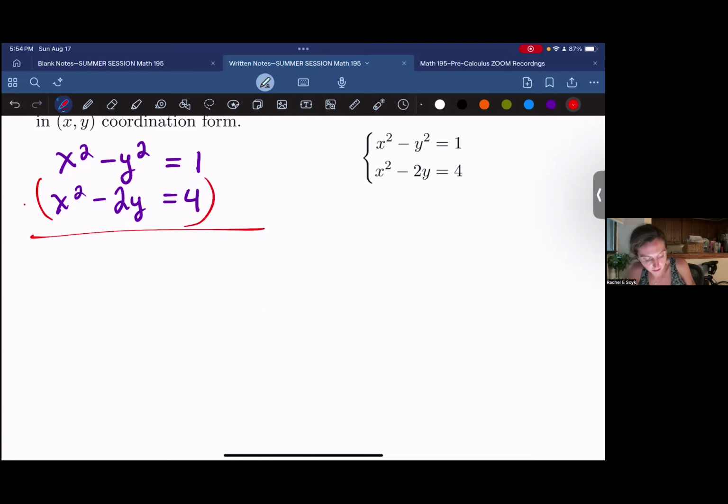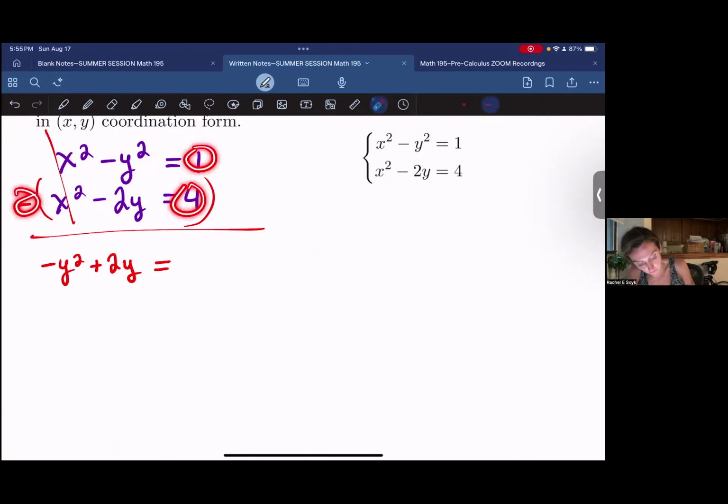I'm going to just subtract the bottom by the one above. So x squared minus x squared cancels out. And then we're left with negative y squared. Don't forget to use distributive property. So we get negative y squared plus 2y on that left-hand side. And then 1 minus 4 gives you negative 3. I personally don't like negatives.